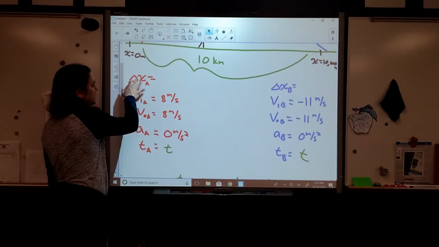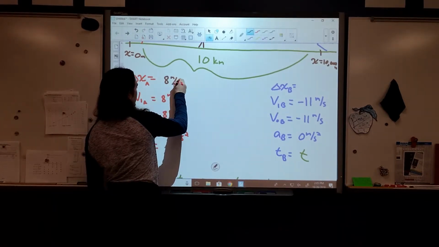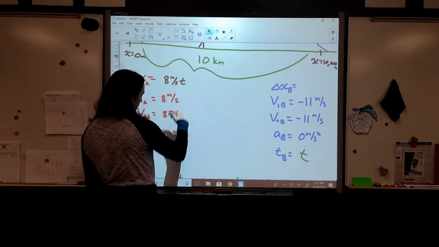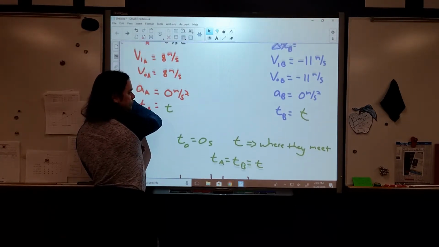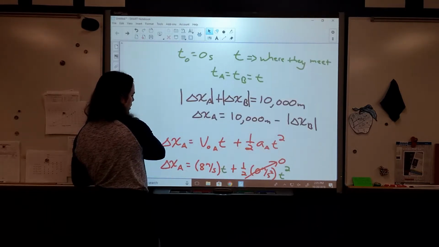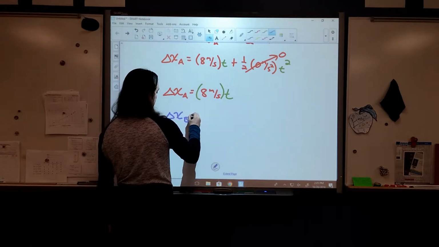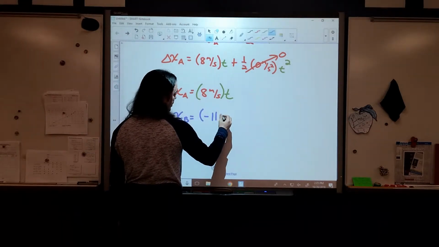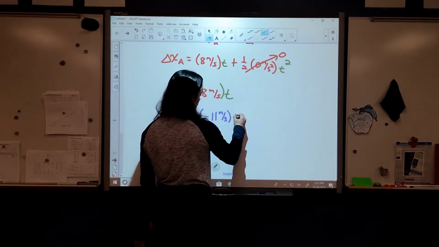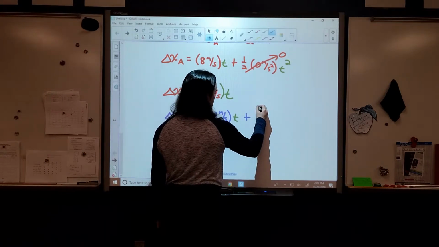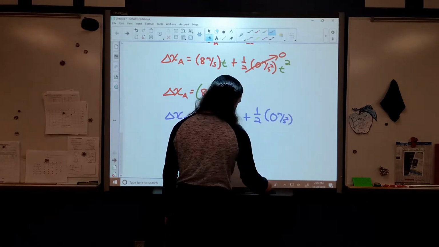Okay, we had pretty good luck finding delta XA. I now know, for whatever reason, that it is 8 meters per second times t, where t is the time that the runners meet up. All right? Let's do the same thing over there for B. Well, let's see what B comes up with. I would use the same equation. I'd have delta XB is equal to our initial velocity in B, that's negative 11 meters per second, negative because it's going backwards, times t, plus 1/2 our acceleration, 0 meters per second squared, t squared.